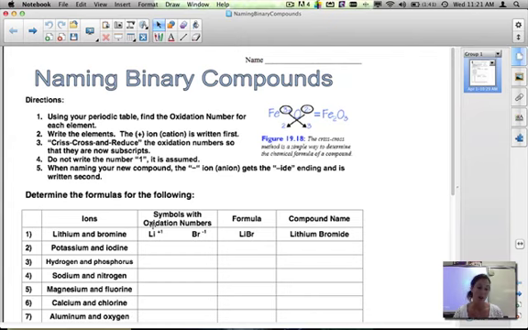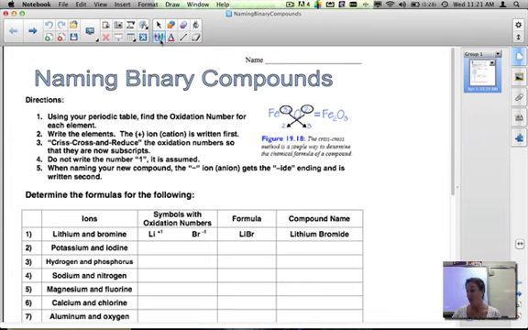Looking at number 3, it says crisscross and reduce the oxidation numbers. For this particular example, what we are basically trying to do is balance these oxidation numbers out. So I look at the oxidation number on lithium and see that it is a positive 1. The oxidation number on bromine is a negative 1. So these charges are already balanced. So the formula would be just LiBr, 1 of each.